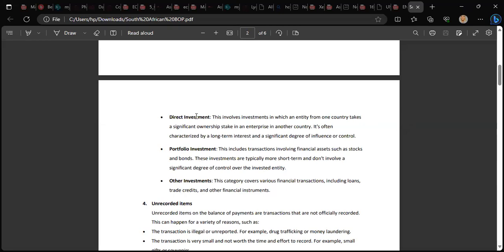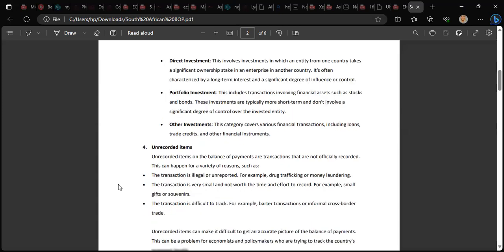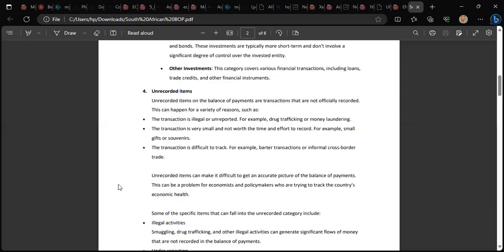And then on other investments, you're looking at anything else that doesn't fall under those. This includes various financial transactions such as loans, trade credits, and other financial instruments. As long as it's not recorded there, it's going to fall under other. And then the last item would be our unrecorded item, because it's a balance of payments.